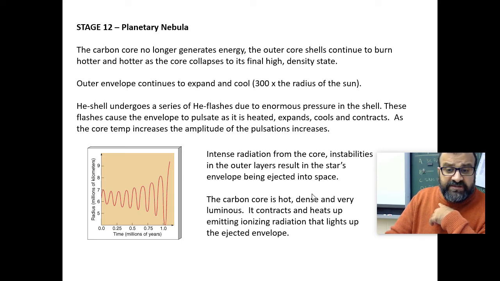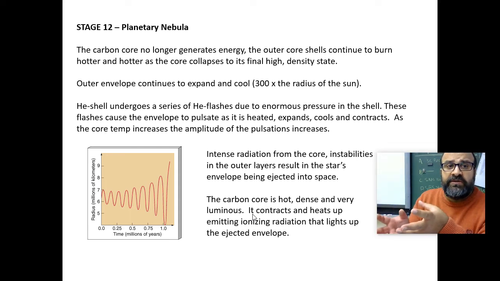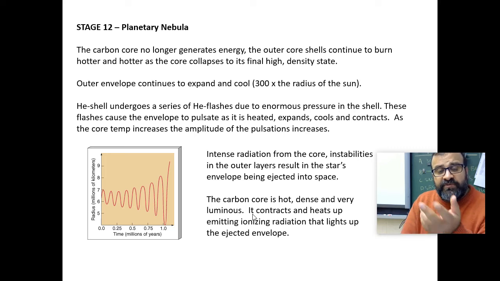So the carbon core that's left behind is super hot and very luminous because it's so hot, it's giving off heat and light energy. It contracts as far as it can go, and it heats up as far as it can go, but it reaches a point where it stops creating new energy. It can only compress so far, and once it's compressed to its limit, it's still giving off heat energy, but it's not creating any more. It's got residual heat.